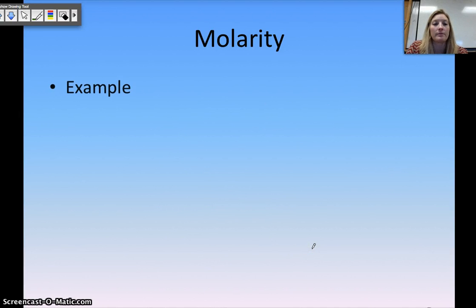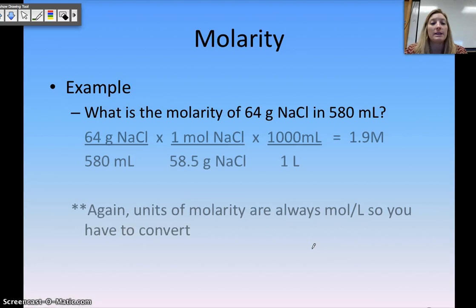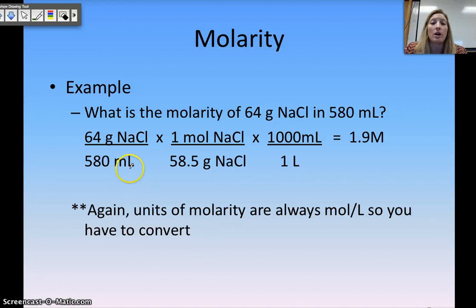Let's try another one. What is the molarity of 64 grams of sodium chloride in 580 milliliters? Okay, so this one, we aren't given liters and we aren't given moles, but we know how to get each of those. So if we start out by putting our 64 grams over our 580 milliliters, we always know that we have to have a mass or moles over our volume. Then we can convert to get the units that we want. So 64 grams, we know on top here has to be moles. So we can go from grams to moles using the molar mass. Grams of NaCl are going to go on bottom and cancel out, and moles of NaCl are going to go on top.